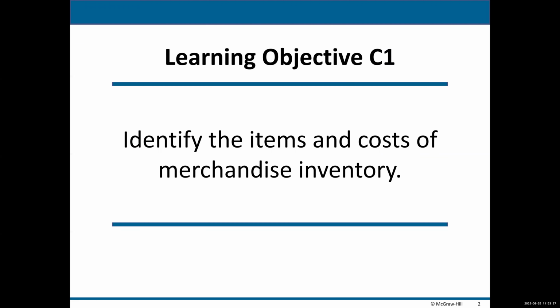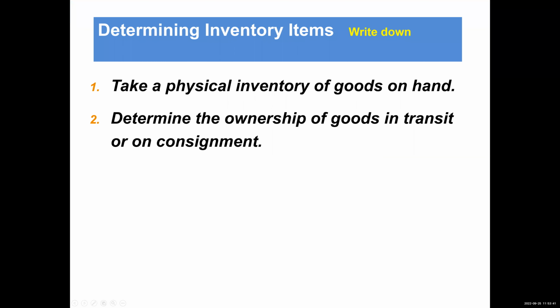What we're going to do first is how to identify the items in inventory, and then also the cost of that merchandise inventory. So to determine inventory items, we have to take a physical inventory count, right? We take a physical inventory of goods on hand. And part of that process is to determine the ownership of goods in transit or on consignment.